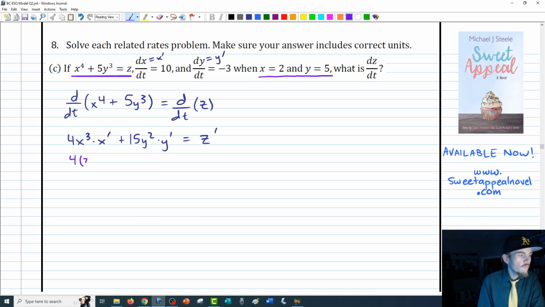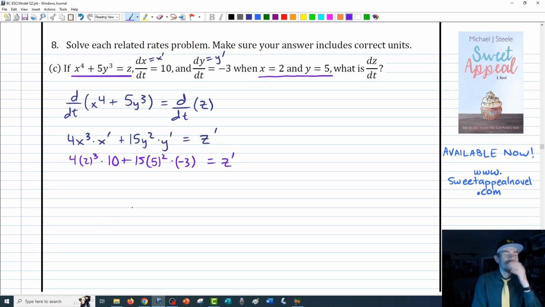So we have 4 times 2 cubed times 10 plus 15 times y squared, oh that's large, times y prime, which is negative 3, and then all equals z prime. This looks like a great candidate to not simplify things, but that's okay, we can do it. 4 times 8 is 32. Times 10 is 320. On this next one, we're going to have negative 45 times 25. I've got a strategy for this, don't you worry. And then all of this is equal to z prime.